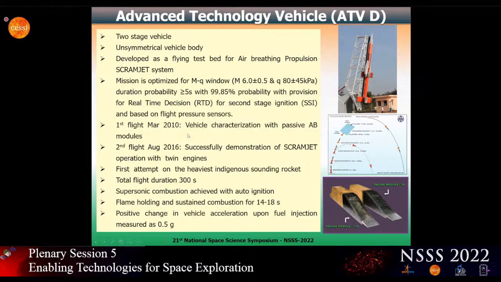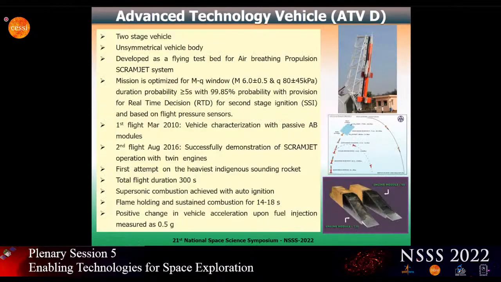first flight in 2010, which is characterizing the unsymmetrical vehicle, and the second flight in 2016, which successfully demonstrated the scramjet engine with twin engines with a total flight duration of 300 seconds, achieving supersonic combustion with auto ignition, flame holding, and sustained combustion, and also positive change in vehicle acceleration was also measured.